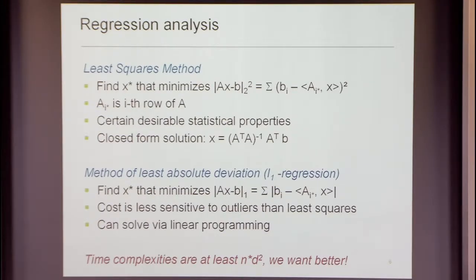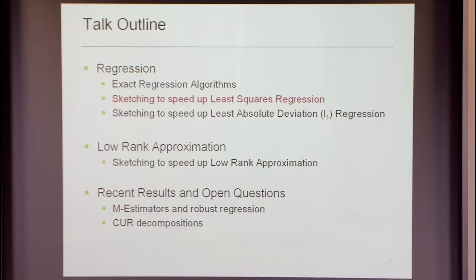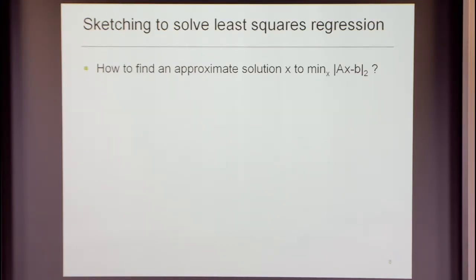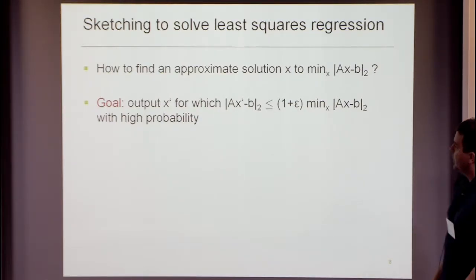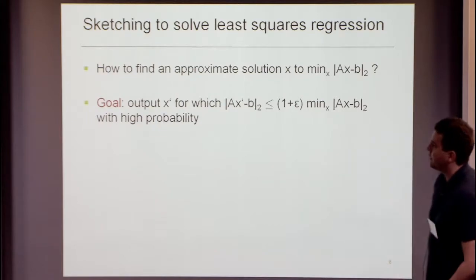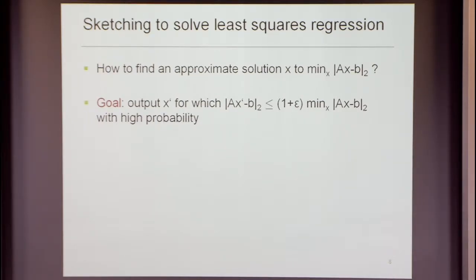Okay. Right. So those are some exact regression algorithms, and now let me introduce the technique of sketching as a way of speeding up least squares regression. First we're going to relax the problem to an approximation problem. We'd like to output an x prime for which the Euclidean distance between Ax prime and b is at most 1 plus epsilon times the optimal cost with high probability.